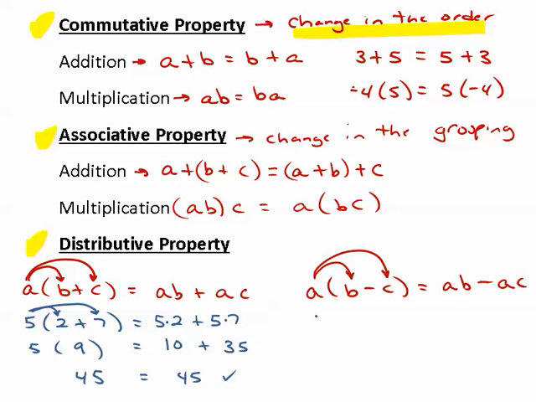What about subtraction? We'll go ahead and use the same numbers that we have on the other side. That should be equal to 5 times 2 minus 5 times 7.